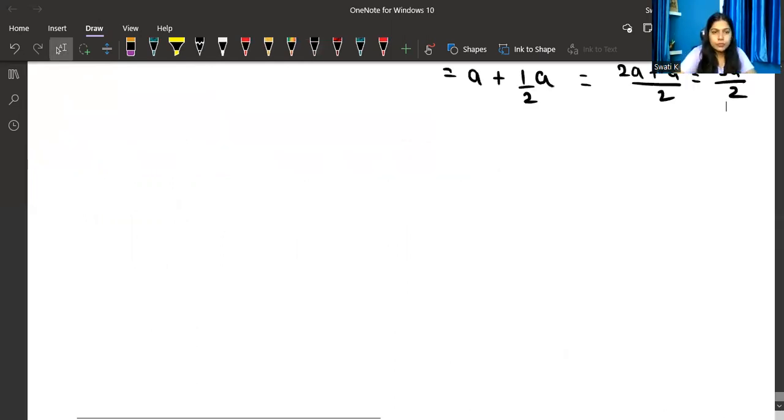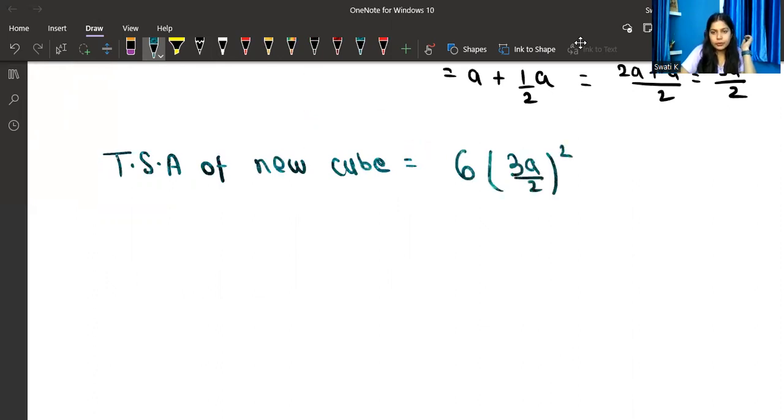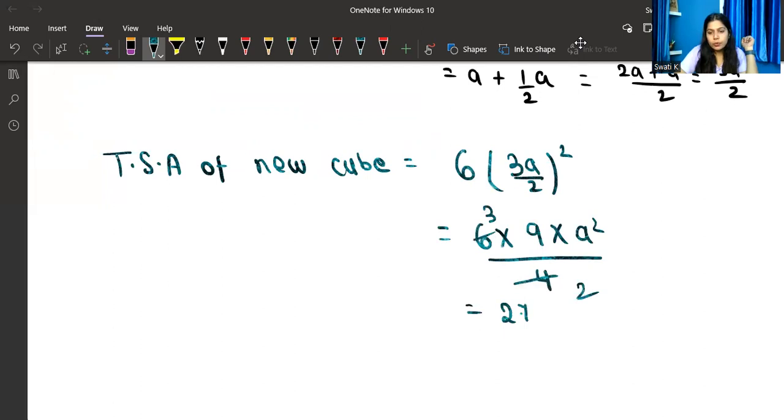So if this is the new edge of the cube, that is 3A by 2, what will be the total surface area of this new cube? After increasing each edge by 50%, it will be the 6A square formula, right? But in place of A, we have 3A over 2 whole square. If you simplify this, it will become 6 times 9A square over 4, which is 27A square upon 2. So this is our new total surface area.